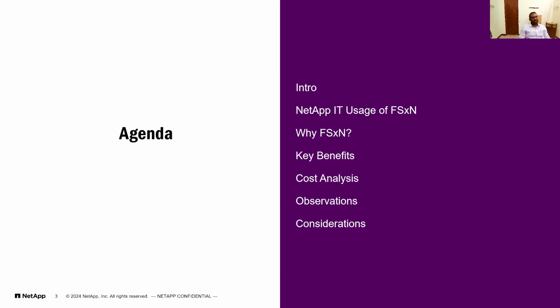Yep. So let's just get into our agenda. Today I'm going to discuss the use case of our AWS NetApp ONTAP, FSx ONTAP. This is the agenda I'm going to cover today. I'll start with the usage and why we are using FSxN, what the key benefits are, the cost analysis, our observations, and the considerations that need to be taken care of.